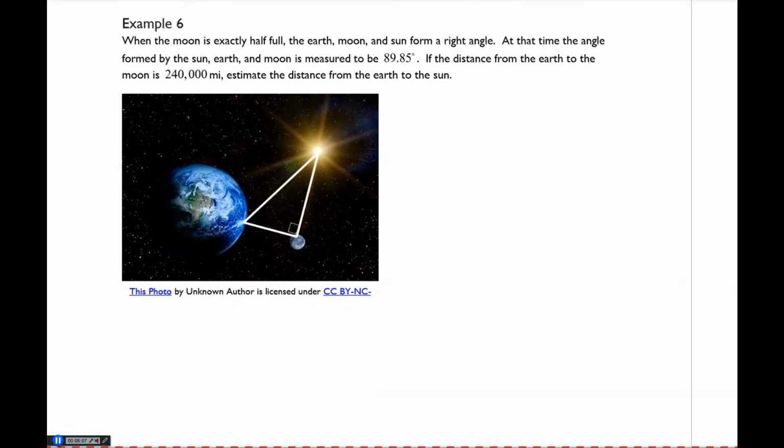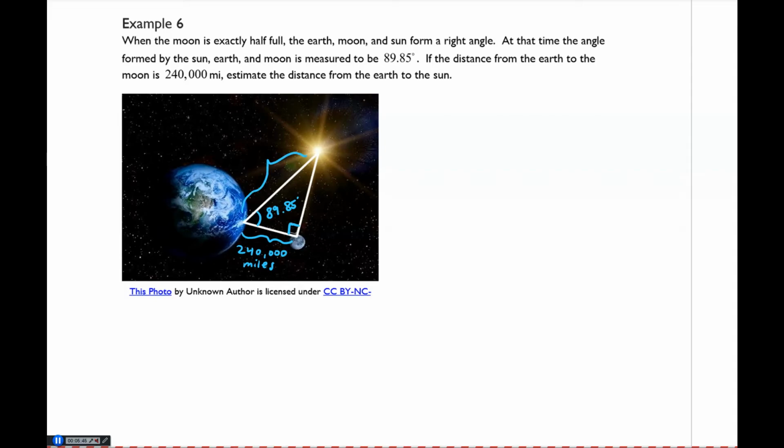Example 6 says, when the moon is exactly half full, the Earth, moon, and sun form a right angle. So that right angle is right there. At that time, the angle formed by the sun, earth, and moon is measured to be 89.85 degrees. So the sun, earth, and moon in that order create this angle, and this is 89.85 degrees. If the distance from the earth to the moon is 240,000 miles, estimate the distance from the earth to the sun.